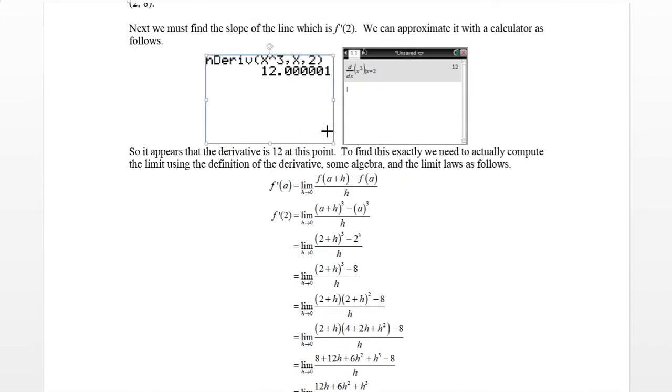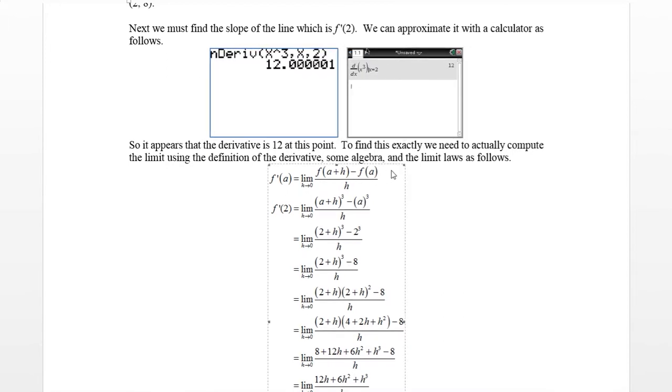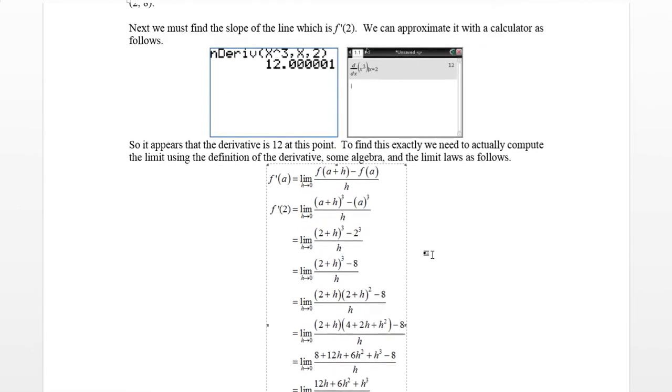All right, so let's see what we're dealing with here. Let me just do a little formatting here to make this a little bit easier to see. Okay, so this is the general definition. F prime at a is the limit as h goes to 0 of f of a plus h minus f of a over h. That is so crucially important to calculus. You definitely need to memorize that.